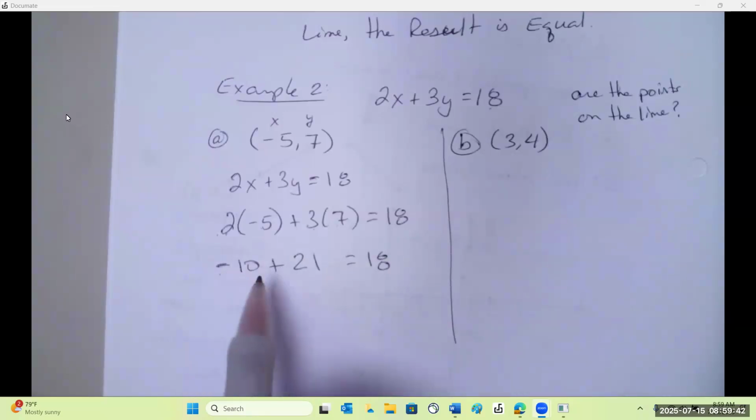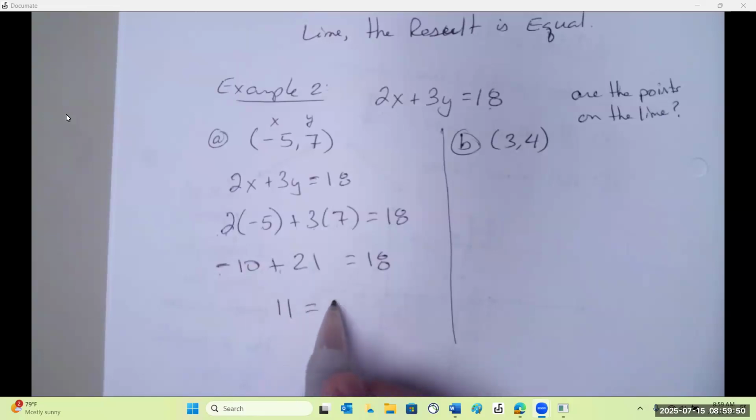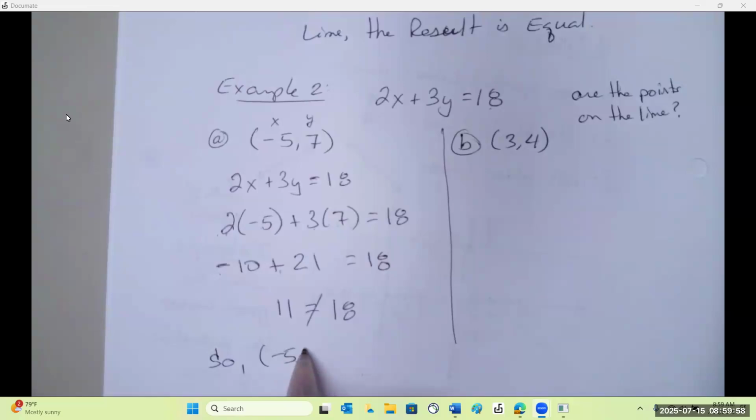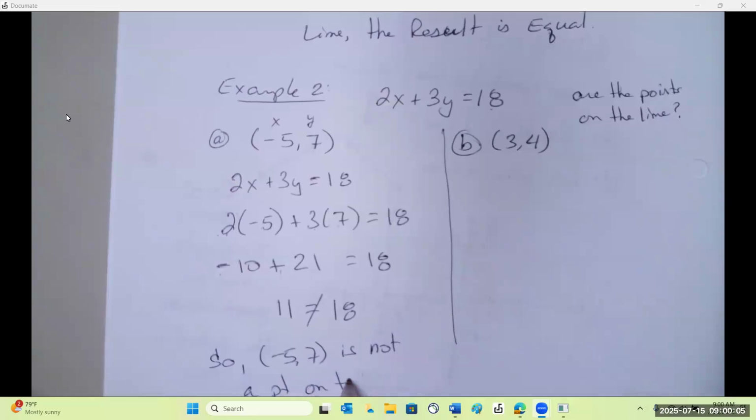They're opposite signs. So I take the sign of the larger, it's positive, and subtract. 21 minus 10 is 11. Does 11 equal 18? No. So -5, 7 is not a point on the line.